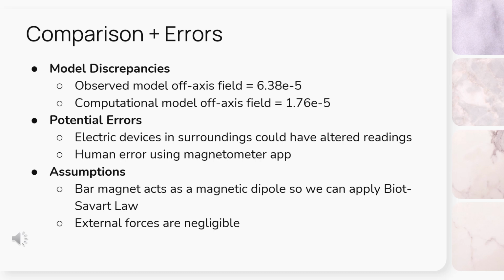The potential errors are that electronic devices in the surroundings could have altered the readings, and human error in using the app. The assumptions are that the bar magnet acts as a magnetic dipole, so we can apply the Biot-Savart law, and that external forces are negligible.